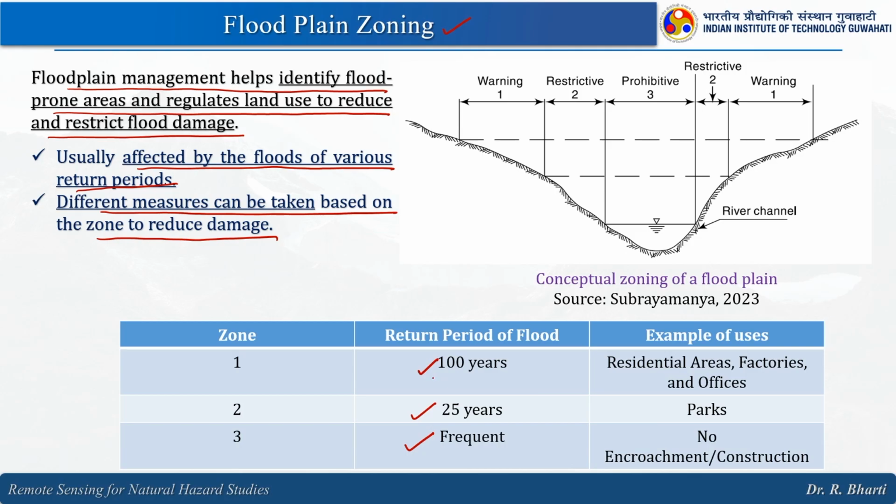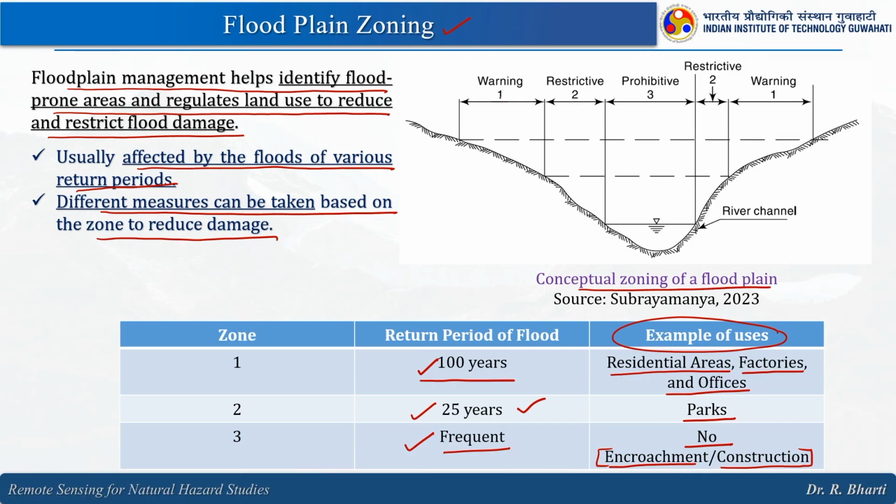When we talk about the 100 years return period, how are we utilizing that particular area? We can utilize that area to build residential areas, factories or offices. If the return period is 25 years, then we can go for parks. If it is very frequent, we do not utilize that particular area. Here we can see the encroachment and illegal constructions are more because these are not officially allowed. This is the floodplain zoning, an example of floodplain zoning.